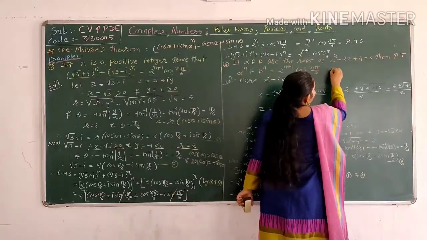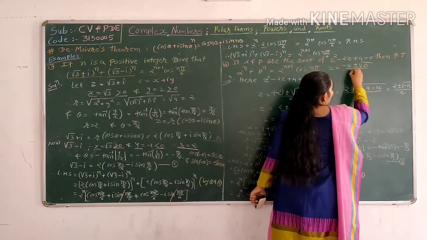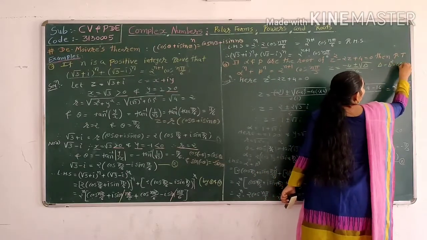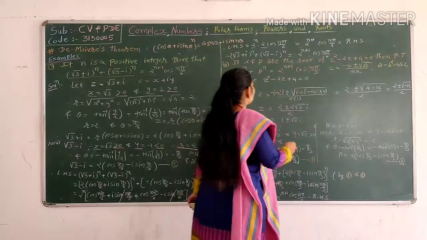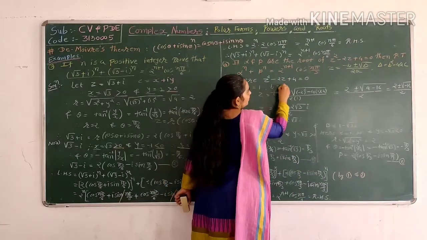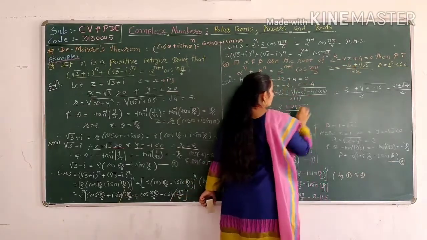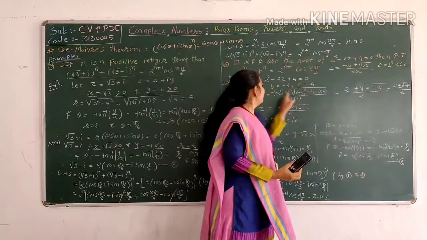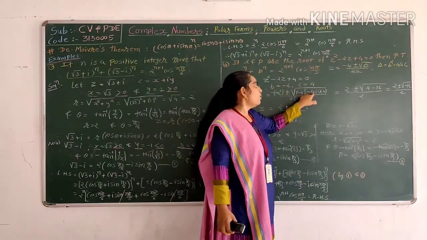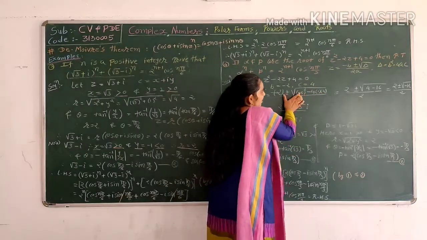We know the quadratic formula: z is equal to minus b plus or minus under root delta divided by 2a, and delta is equal to b square minus 4ac. Comparing with our equation, a is equal to 1, b is equal to minus 2 and c is equal to 4. Now put all the values in this formula. Therefore z is equal to minus minus 2 plus or minus under root minus 2 square minus 4 into 1 into 4, divided by 2 into 1. Now we have to simplify this.